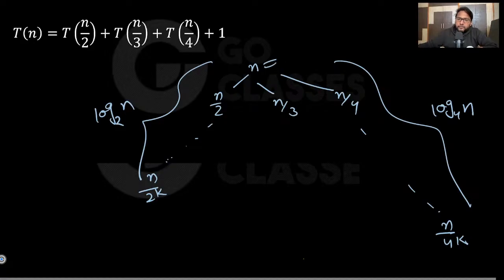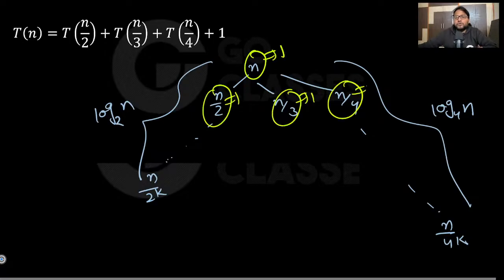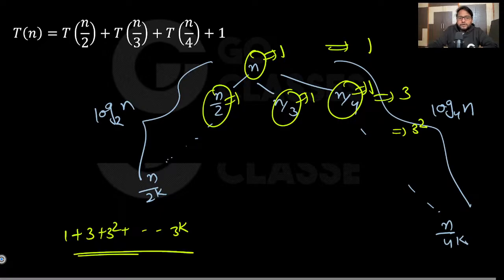And then at each node we are doing order of 1 work. So here we are doing order of 1 work. So this is 1, this is also 1, this is 1, this is 1. So this is ultimately 1, this is 3. Similarly, there will be 3 square work here. So if you notice, this will be 1 plus 3 square, then 3 power k. This will be Tn.